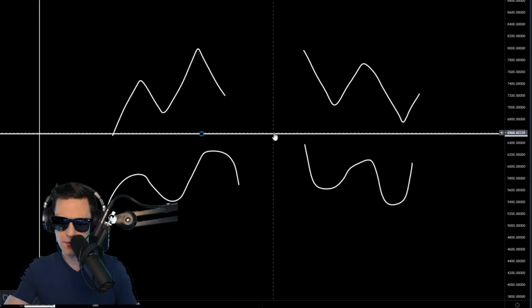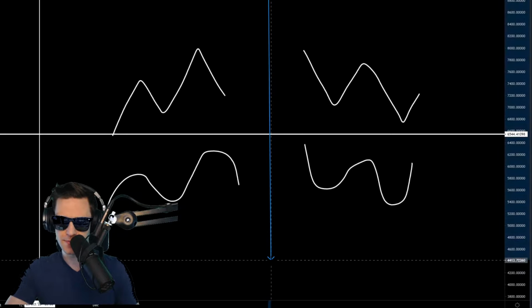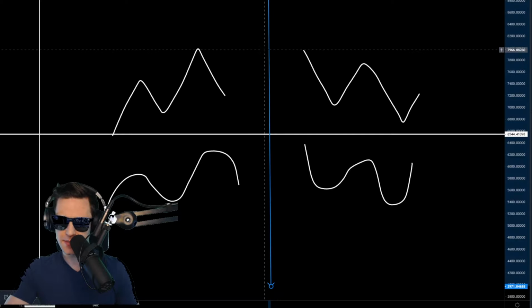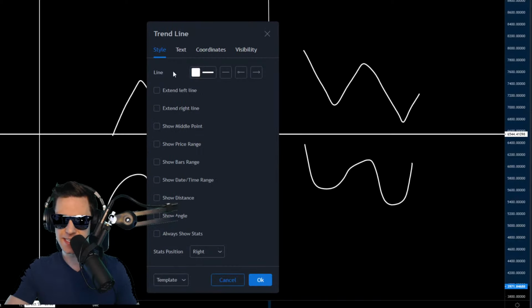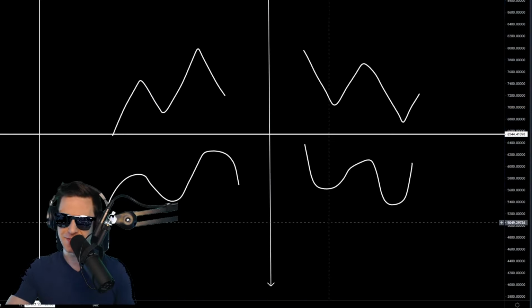I think this is really important because this is what you see, maybe the majority of the time. And every explanation of divergence I've ever seen has never covered this. And I don't understand why.